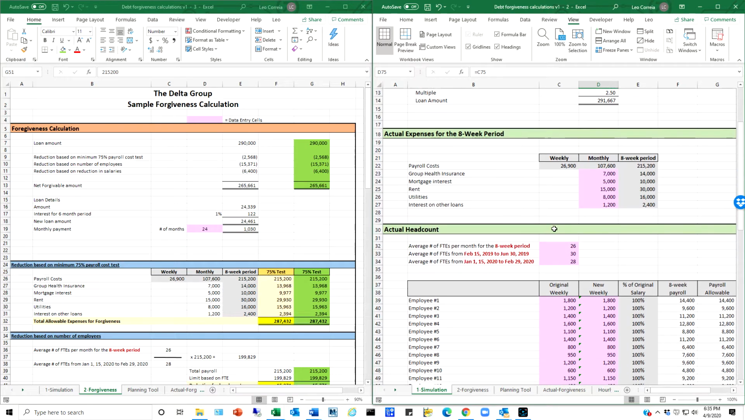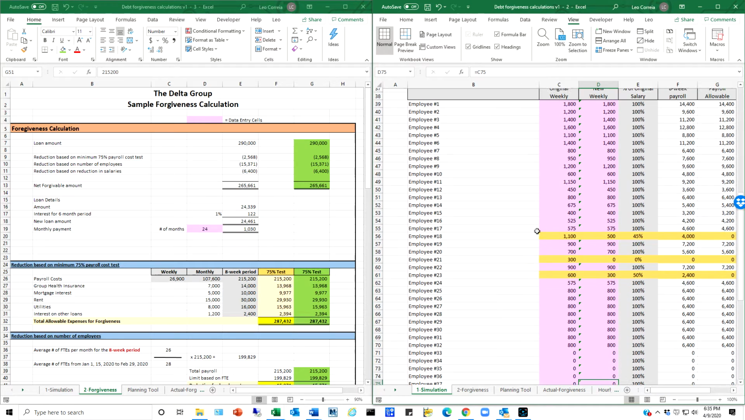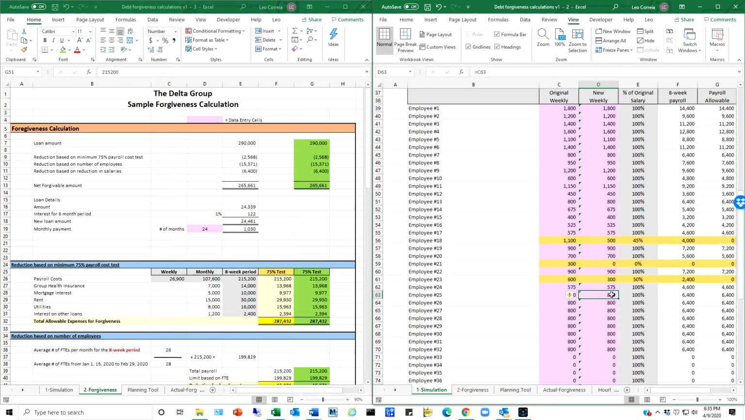So let's take an example. The first question is can I pay more to a given employee than I did in the base period? And the answer to that is yes, you can. And if we look at that, that's just going to increase our total payroll costs, which will really affect this 75% test here. And will affect a couple of other numbers. So let's make some changes here.